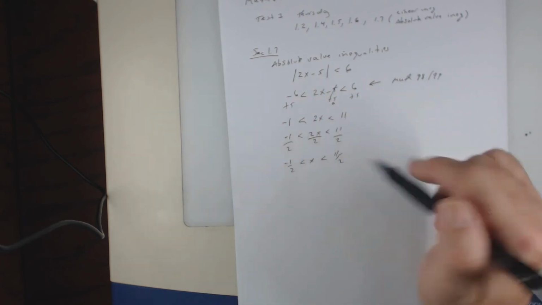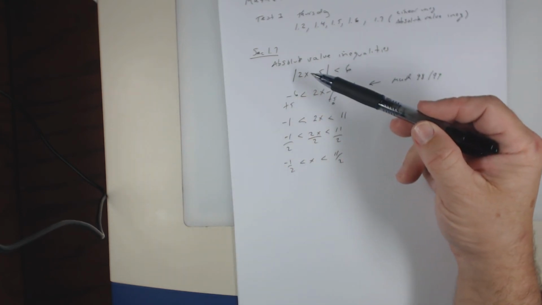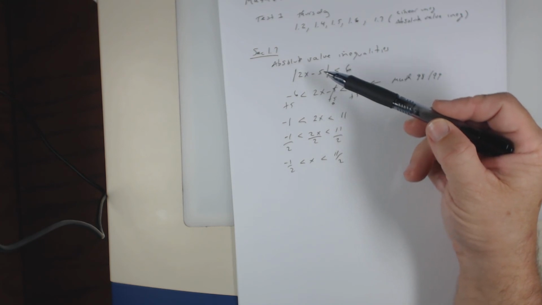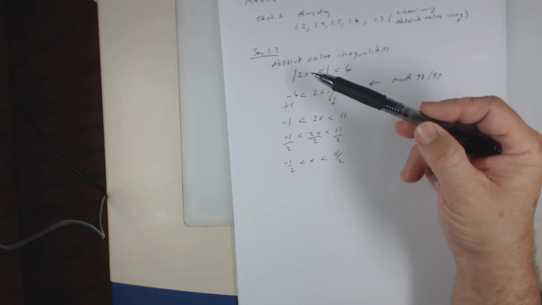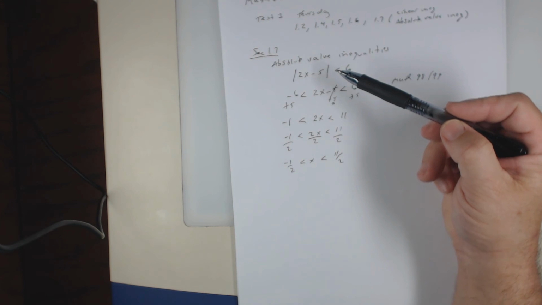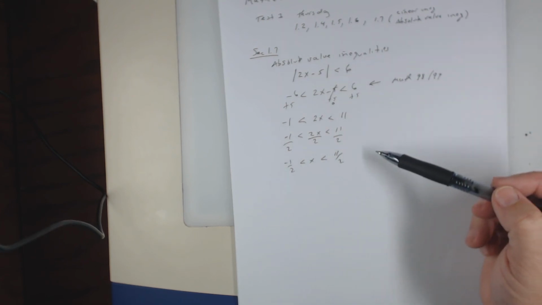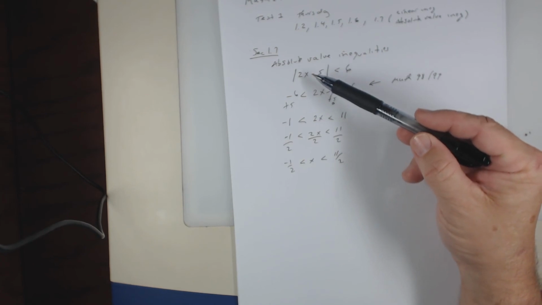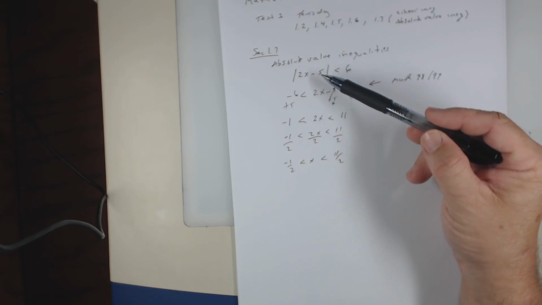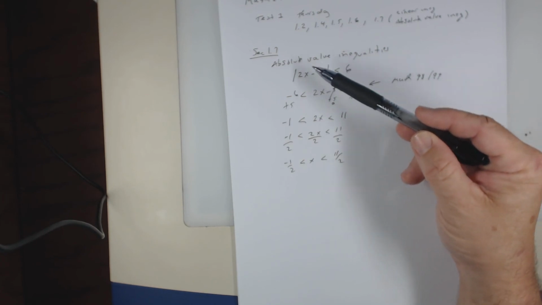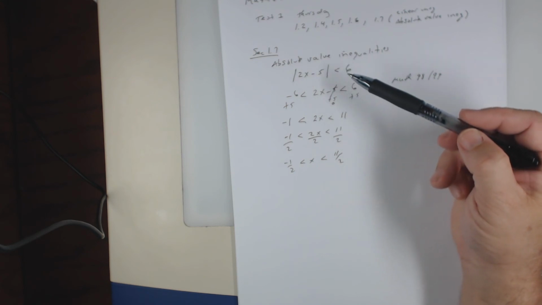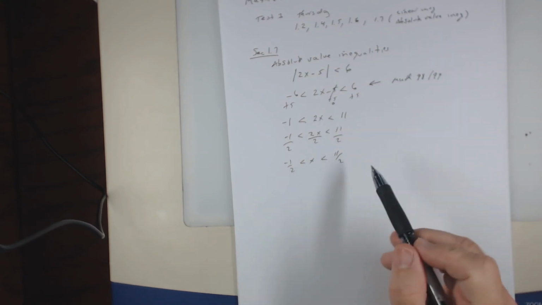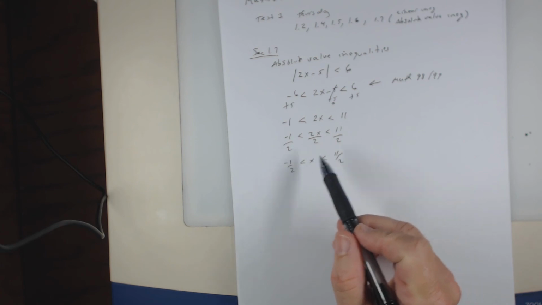You all go back to the original. What's 2 times 2? 4. What's 4 minus 5? Negative 1. What's the absolute value of negative 1? 1. Is 1 less than 6? Yes. Give me a number that's not in here. 7. Okay. 2 times 7, 14, minus 5, absolute value of 9. Is 9 less than 6? No. All right, so those are the only solutions. And how many solutions are in here?